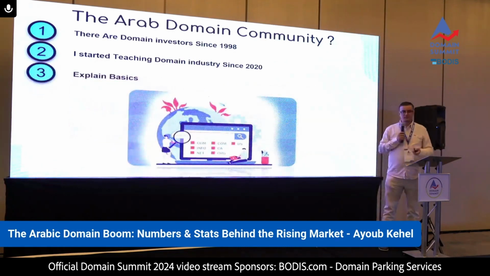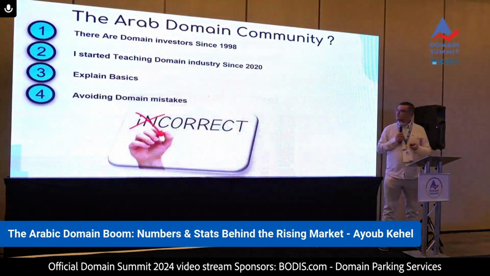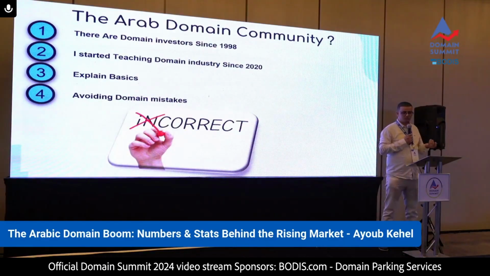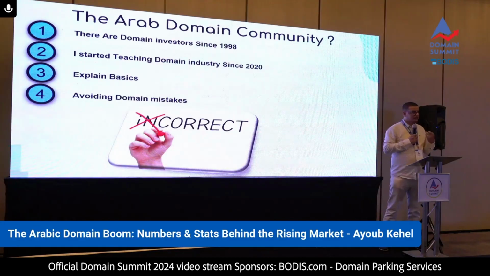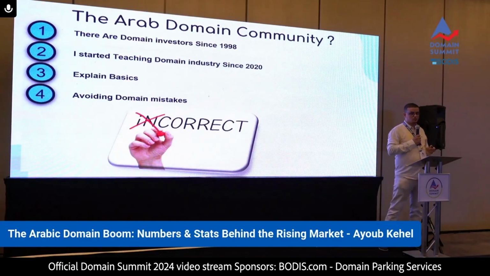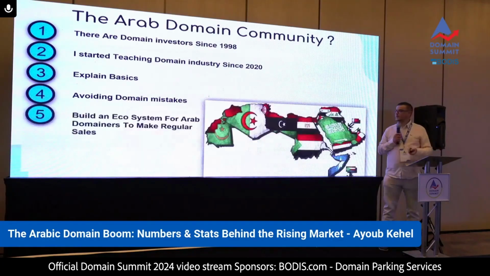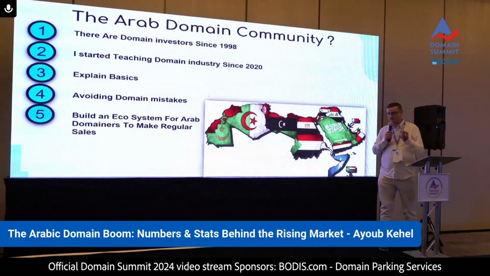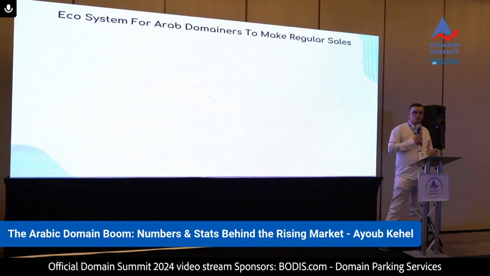So this is why I explained the basics, and explained the mistakes to avoid, because of course everyone buys some bad names. Everyone at the beginning purchases some trademark names. So this is why I explained how to avoid these mistakes, and then to make things automatic and easy for everyone, I explained an ecosystem that helps every Arab person, understanding Arabic, to make sales every week. So what is this ecosystem?